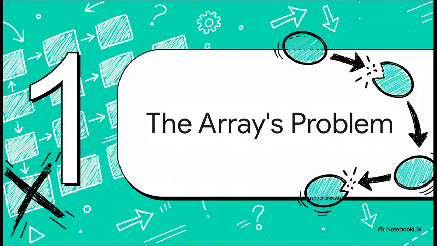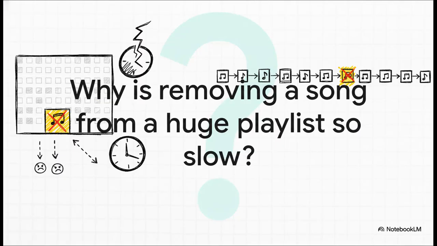But to really get why linked lists are so ingenious, we first have to talk about the problem they were designed to solve. And that problem? It starts with their older, much more famous cousin, the array. So picture this. You've got a massive playlist, right? Thousands of songs. And you decide, I'm going to delete this one song right from the middle.